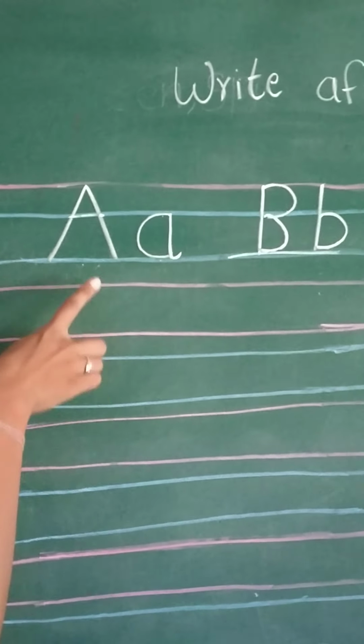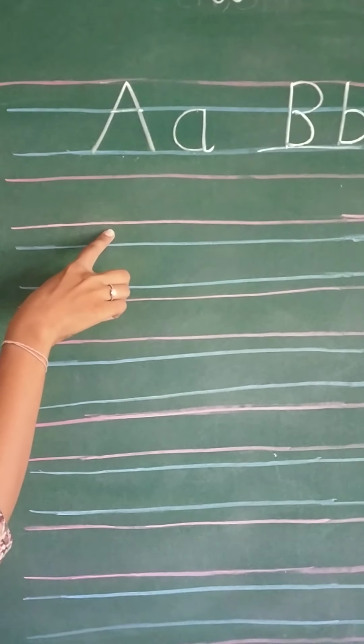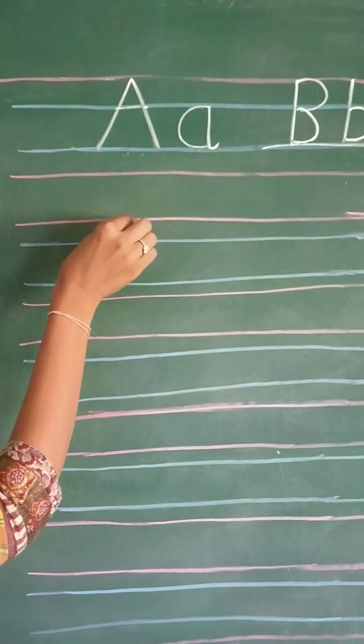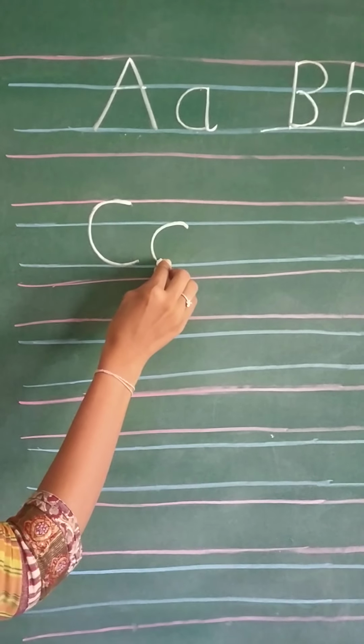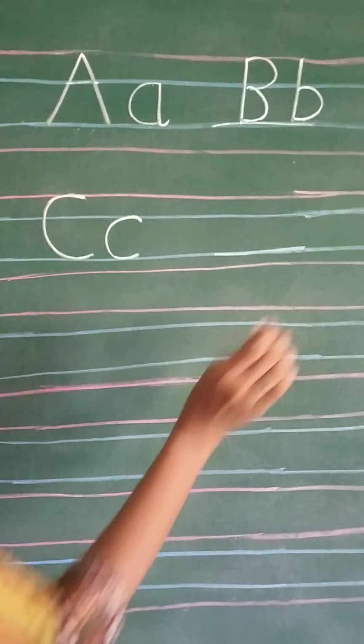Now in the next line you have to write this down. Okay? In this line right here, letter C. Which letter? Letter C. Half circle. Now small c. Again half circle. Now C after which letter?